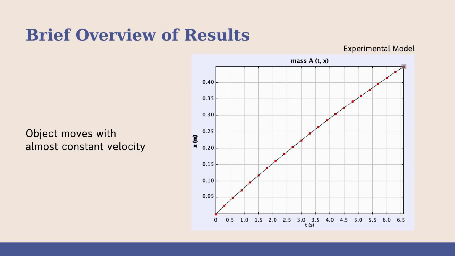Here's a brief overview of our experimental results from Tracker. As we can see from the graph showing the object's position over time, the object moves with an almost constant velocity with an almost perfectly linear slope. This shows how the object experienced almost zero net force, which aligns with Newton's first law.